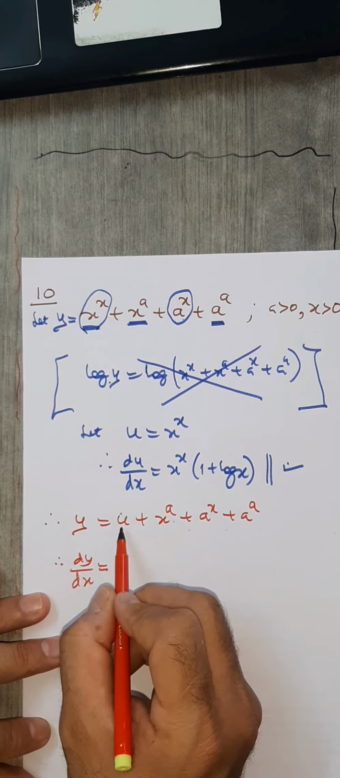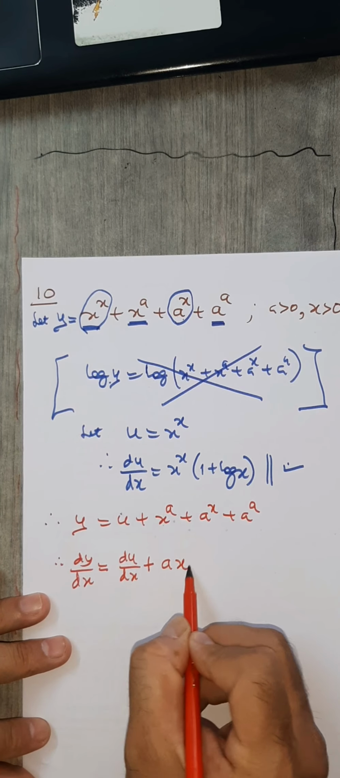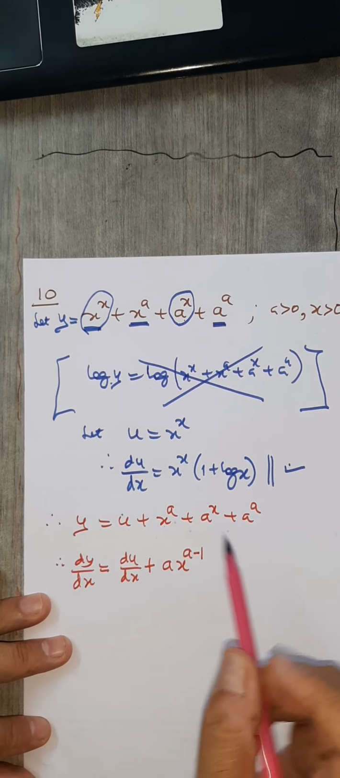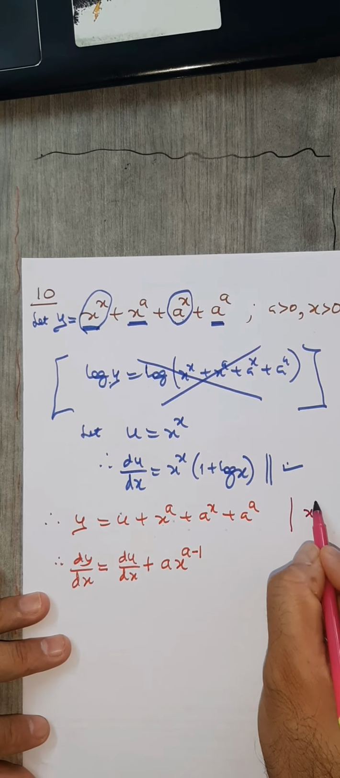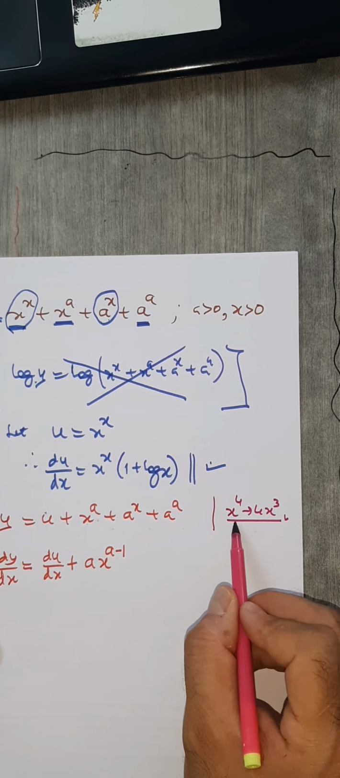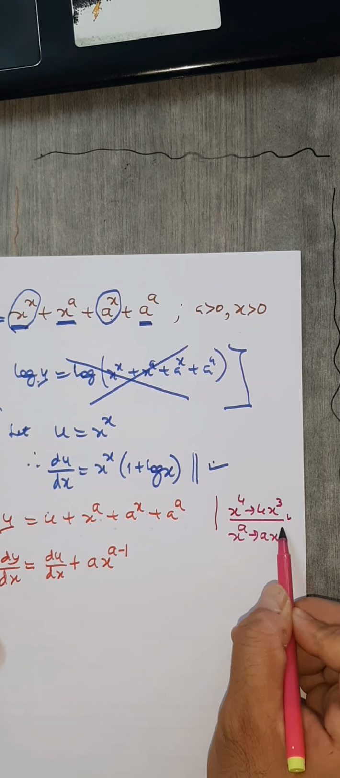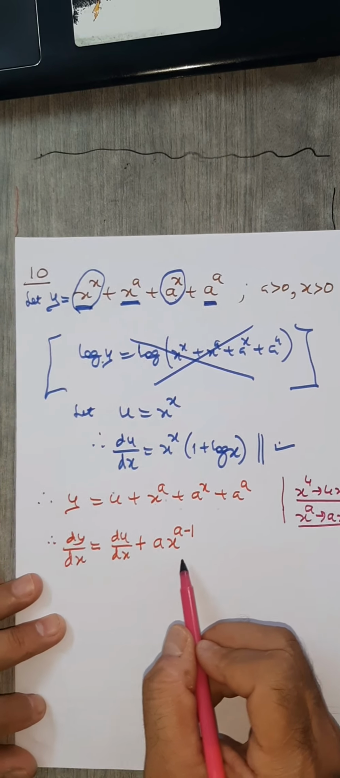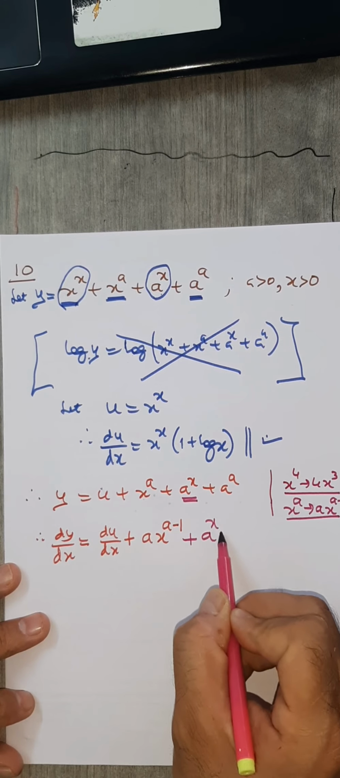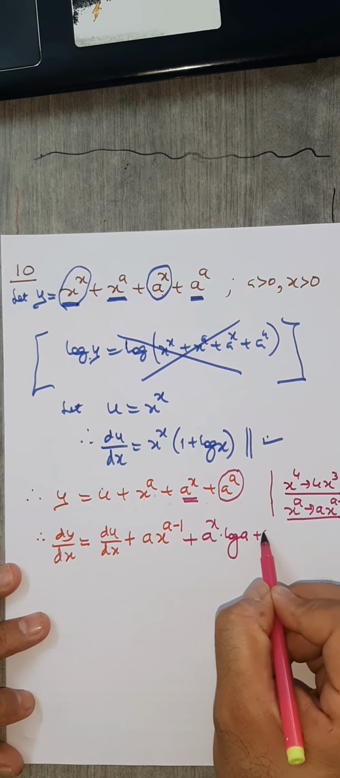Therefore dy by dx equals to du by dx plus the derivative of x raised to a, into x raised to a minus 1. This is a power function, remember. How do you differentiate x raised to 3? You imagine this is like x raised to 4, for example. 4x cube. How do you differentiate x raised to 4? 4x cube. So how do you differentiate x raised to a? x raised to 1 less power, a minus 1. That's what I've written here. Plus, this is a standard exponential function, a raised to x into log a. You can see that there is no variable, constant, so the derivative is 0 here.